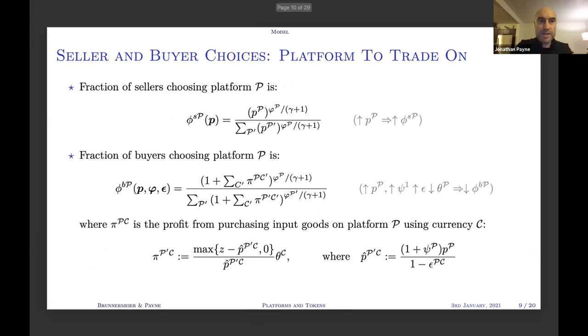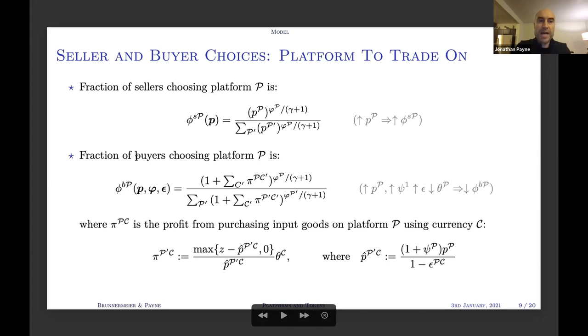What's the other part of the agent problems we need to think about? Well, the other part we have to think about are the fraction of agents that go to each of these two different platforms. So here we have first the fraction of sellers that choose a particular platform P. And we can see that what ends up happening is the fraction of sellers that go to a platform is really just dependent on the price, right? So it's the price on that platform divided by the average price across the different platforms. And so if there's an increase in the price on a particular platform, more sellers want to go there.